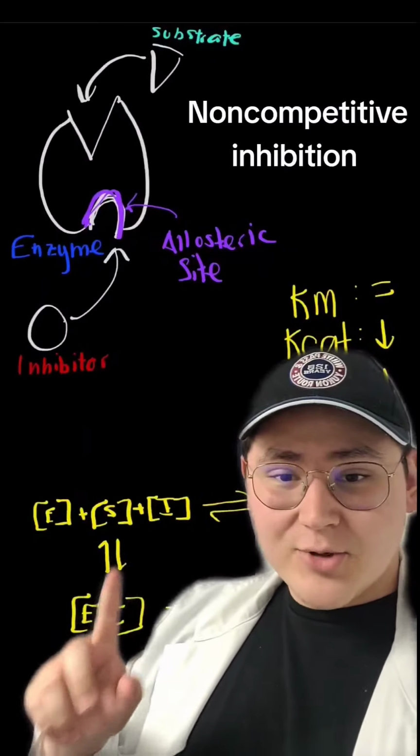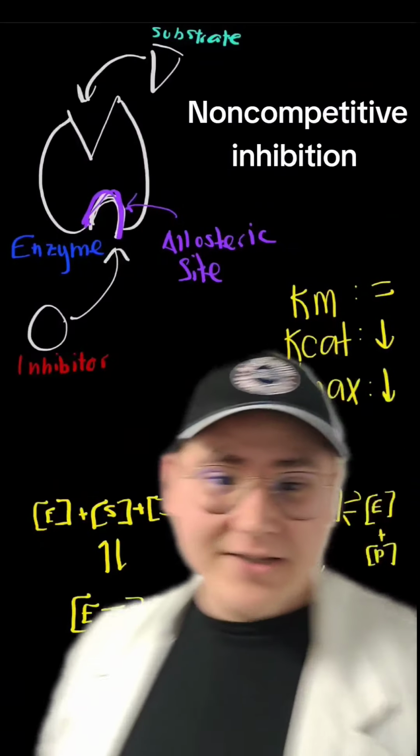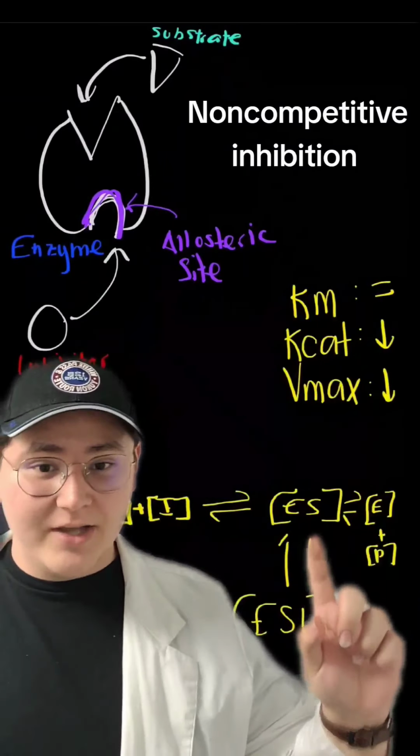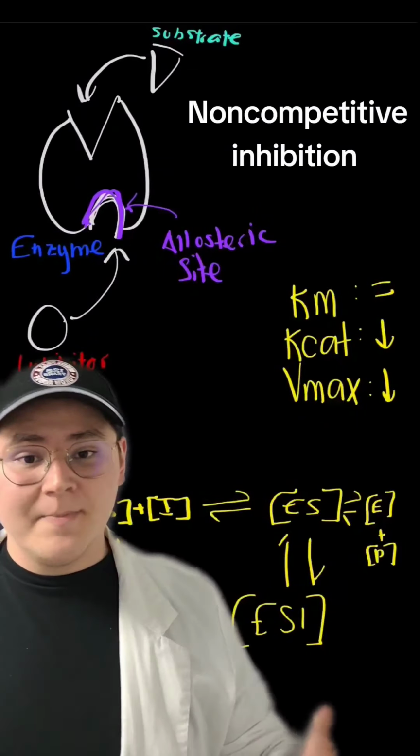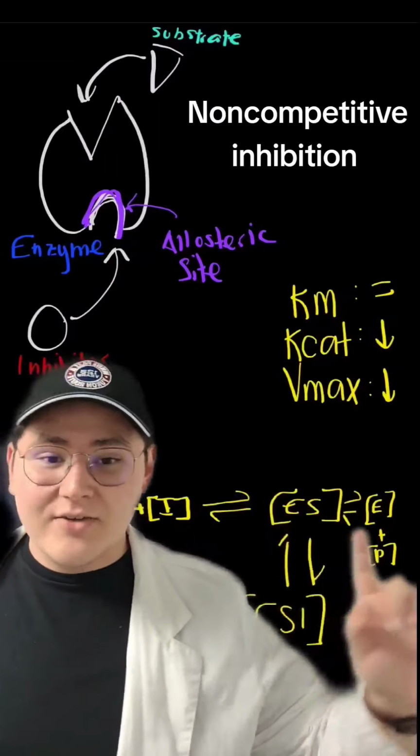So if we have our enzyme, a substrate, and inhibitor, we can actually form the enzyme inhibitor complex. We can also form our enzyme substrate complex and our enzyme substrate inhibitor complex. As long as we have the enzyme substrate complex, we can form our product.